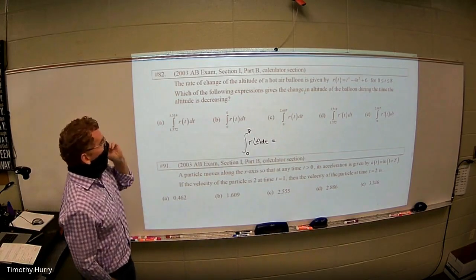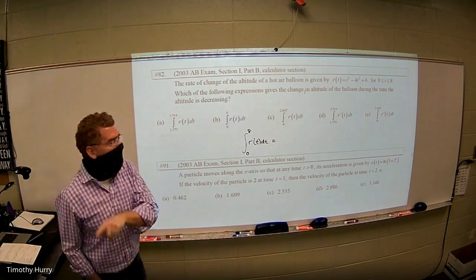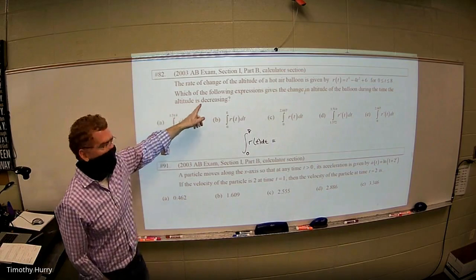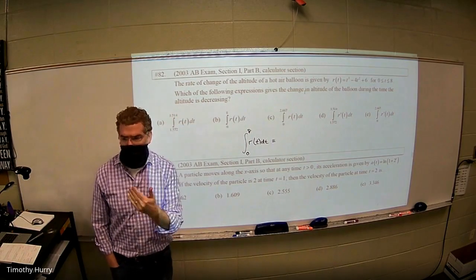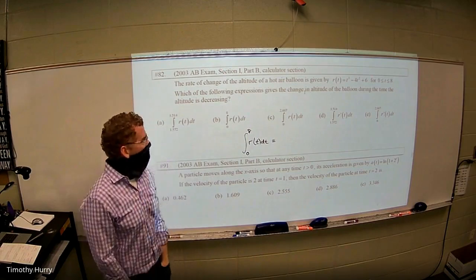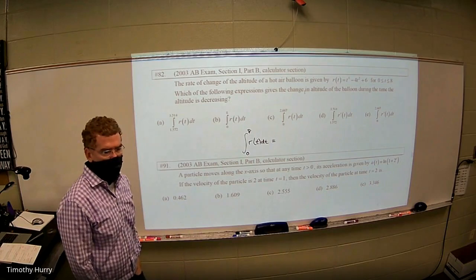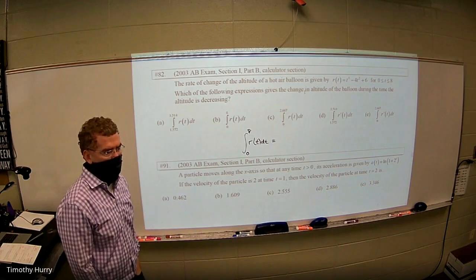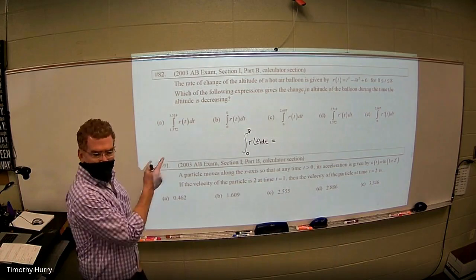It said, what is the rate of change in the altitude during the time that the altitude was decreasing? Now, how do I know when the altitude is decreasing? Just plug some numbers in, or no, find where the derivative is 0. When R is negative. Bam! When the R is negative.